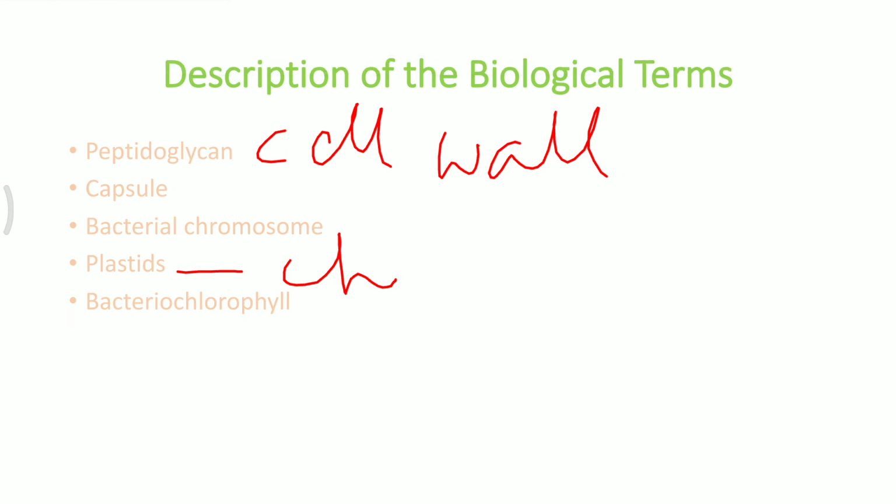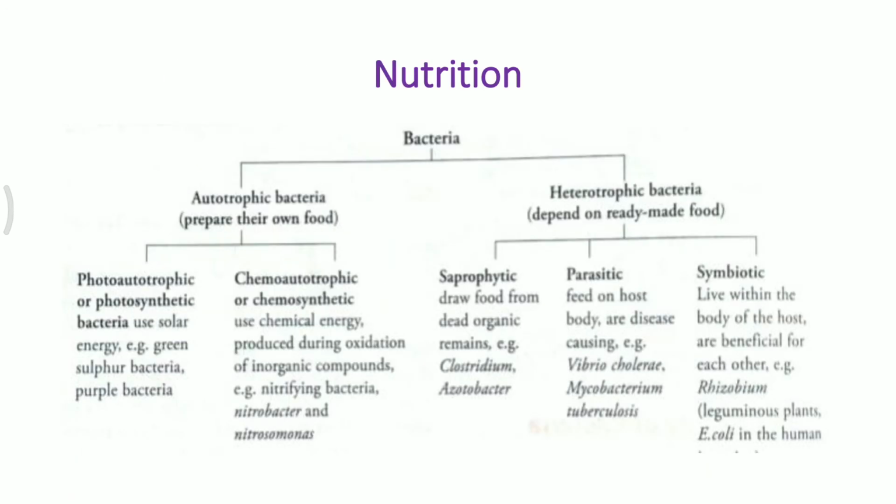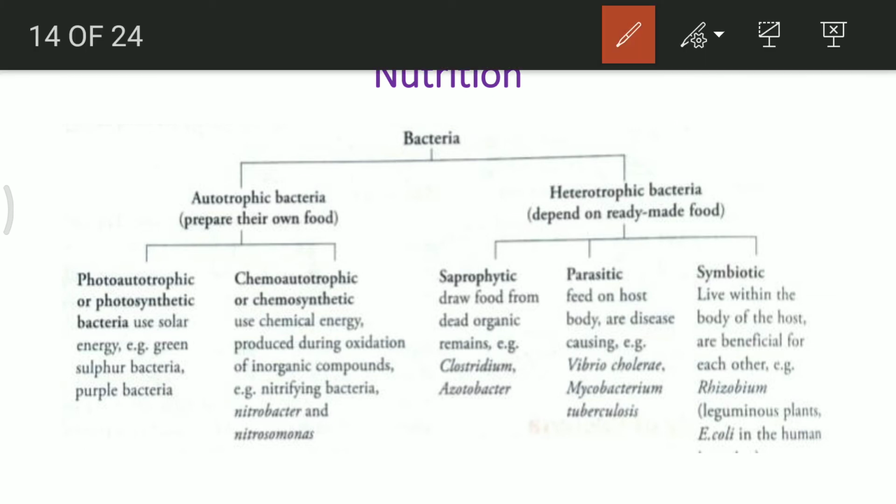So the bacteria which have the presence of this bacteriochlorophyll can synthesize their own food, whereas the bacteria which do not have the presence of this bacteriochlorophyll depend on the heterotrophic mode for nutrition. Nutrition is of either autotrophic mode or heterotrophic mode. So the autotrophic mode of nutrition takes place with the help of bacteriochlorophyll. These bacteria evolve sulfur.